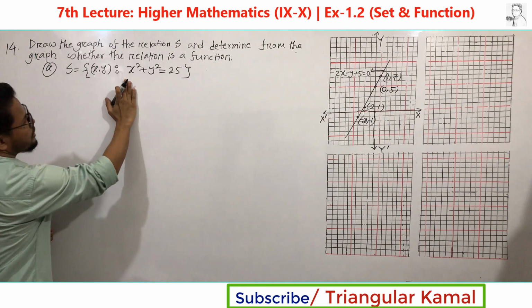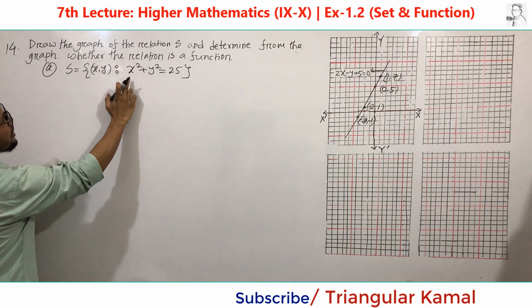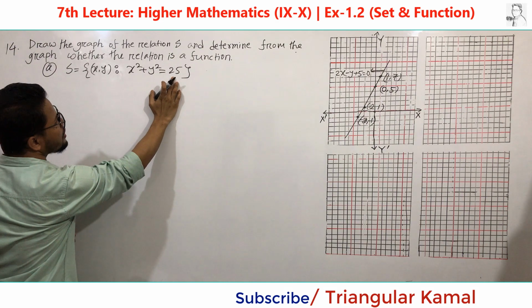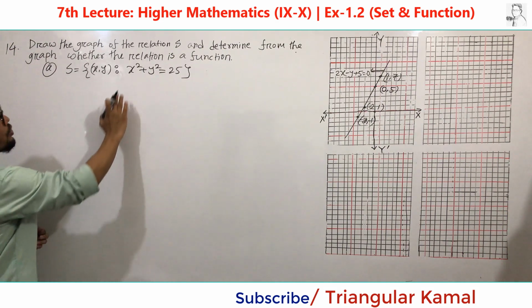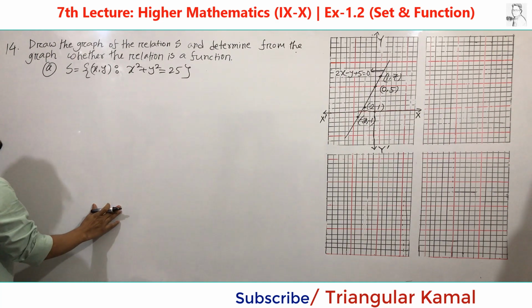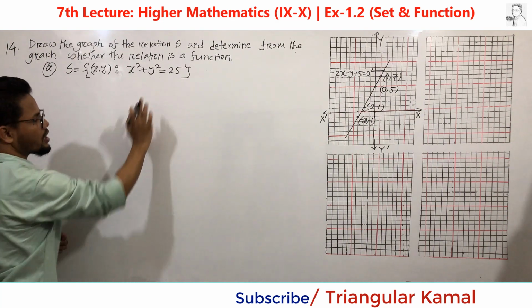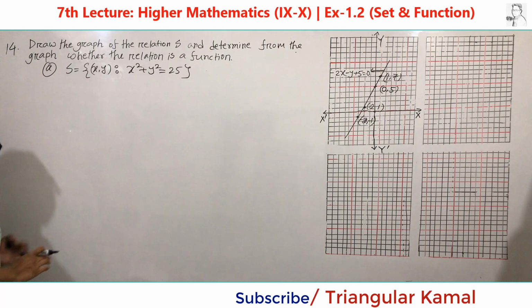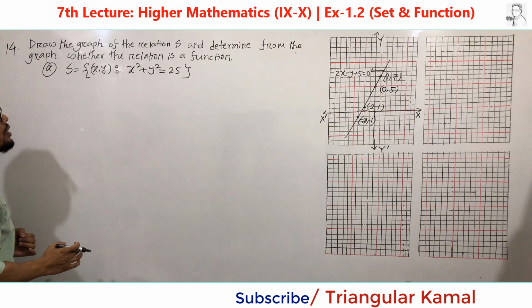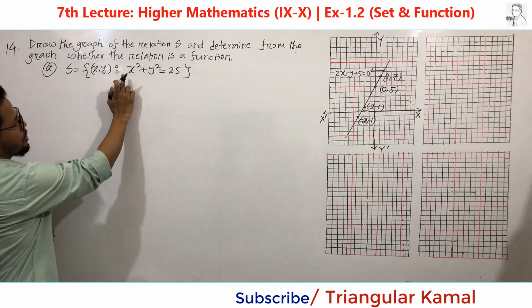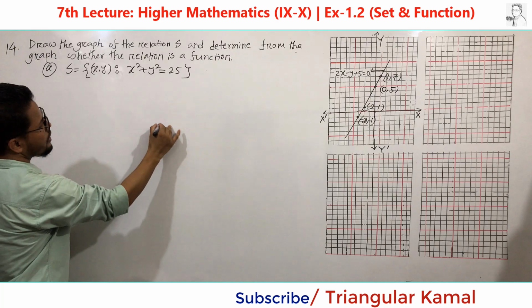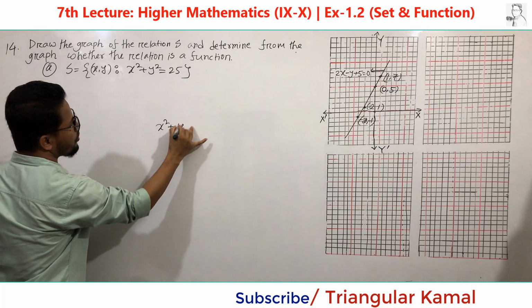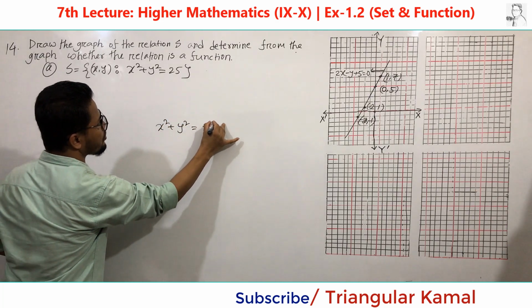First give attention. This is a simple equation like x square plus y square equal 25, and you have to know what is the meaning of the equation. Definitely this is the equation of a circle. How can we decide whether it is a circle or straight line or parabola or ellipse, whatever? So the condition for the circle: it will be x square plus y square equal r square.